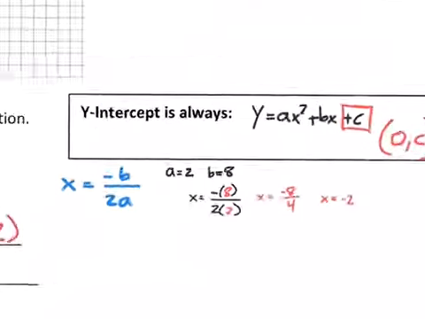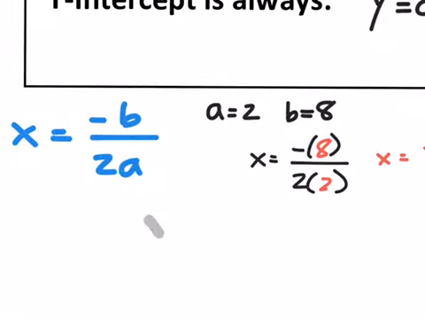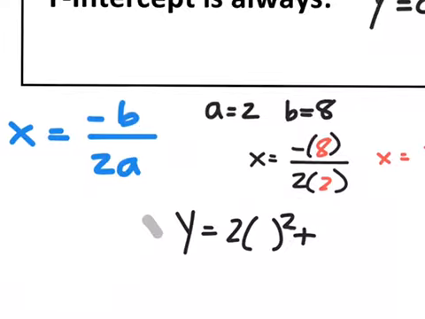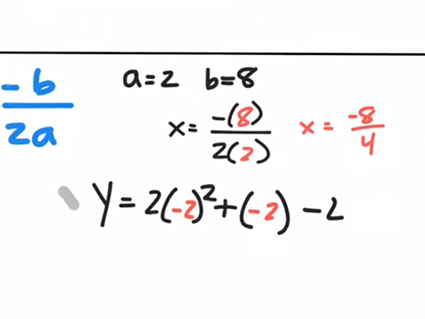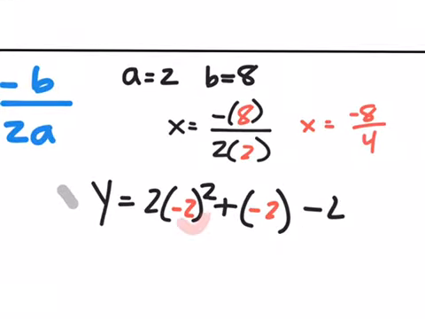Now to find the y-coordinate of the vertex, we're going to go to the original equation, but everywhere that we have an x, we're going to replace it with the negative 2 that we already solved for. So we have to do exponents first. So we have negative 2 squared, which is 4. 4 then times the 2 is an 8.